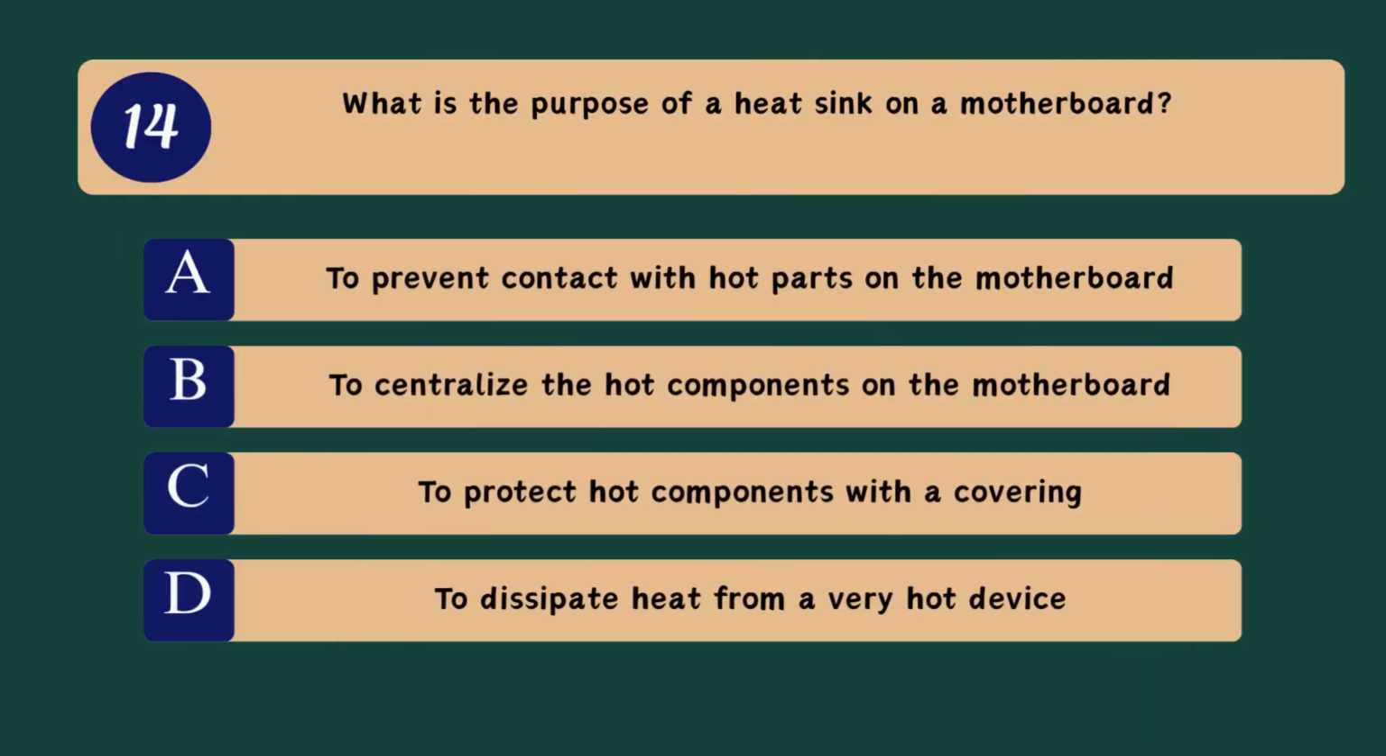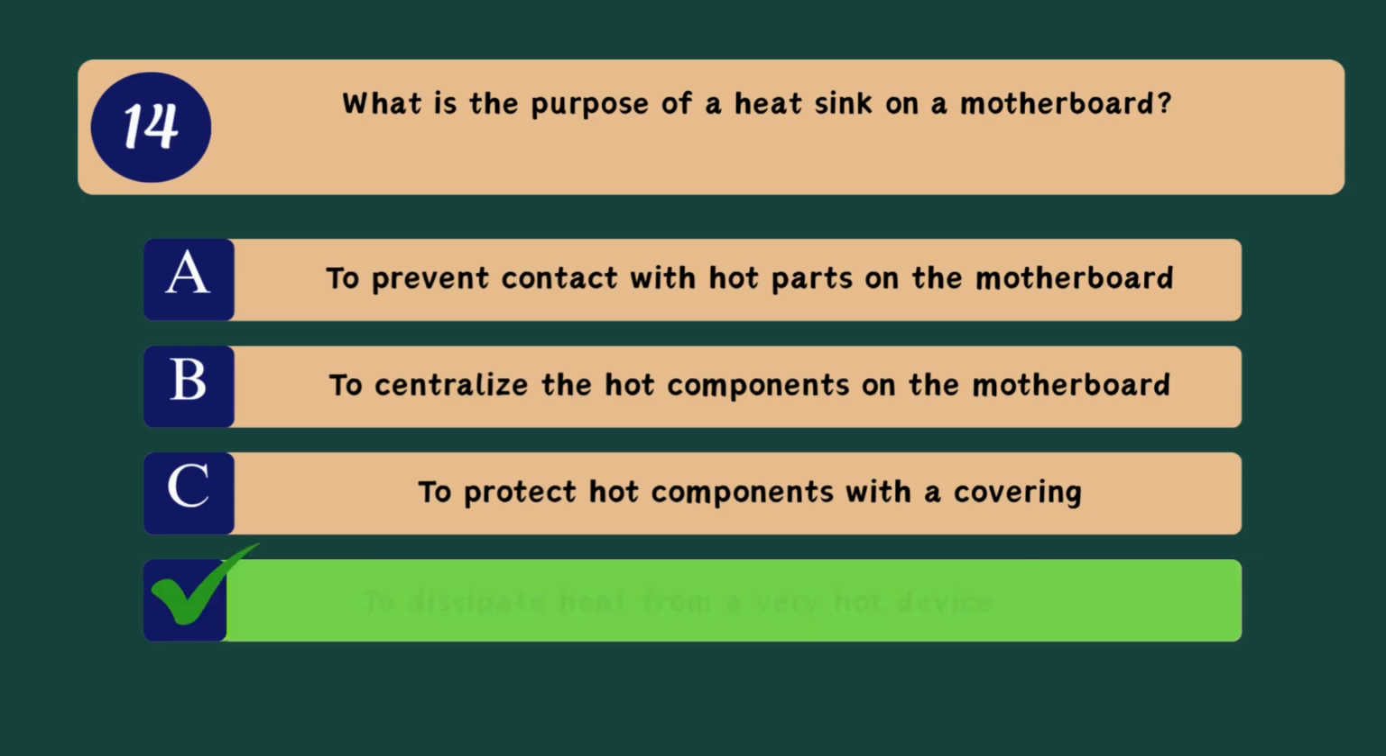Question 14. What is the purpose of a heat sink on a motherboard? A. To prevent contact with hot parts on the motherboard. B. To centralize the hot components on the motherboard. C. To protect hot components with a covering. D. To dissipate heat from a very hot device. Correct answer. D. To dissipate heat from a very hot device.